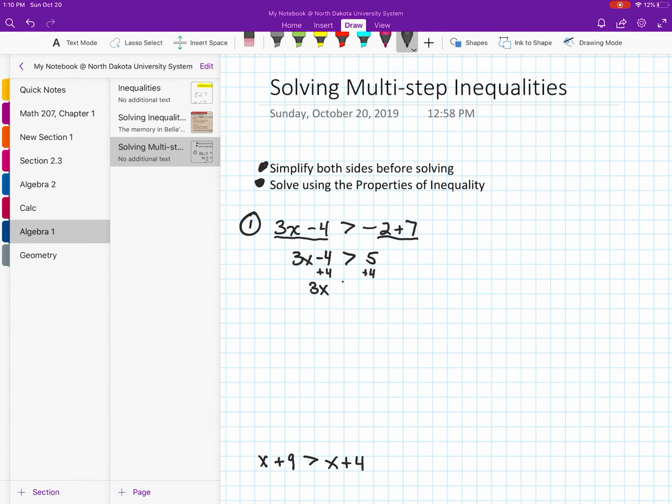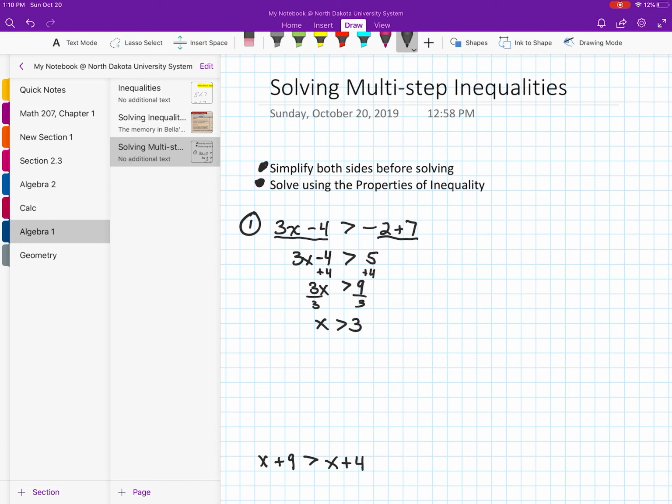Now we add 4 to both sides of the inequality. We get 3x is greater than 9. Divide by 3 on both sides, we get x is greater than 3. And we're going to check. We're always going to check. It's a good idea to do with everything, but it is crucial when you're doing inequalities, because if you accidentally forget to flip the sign, or if you've made a mistake, you're going to catch it.